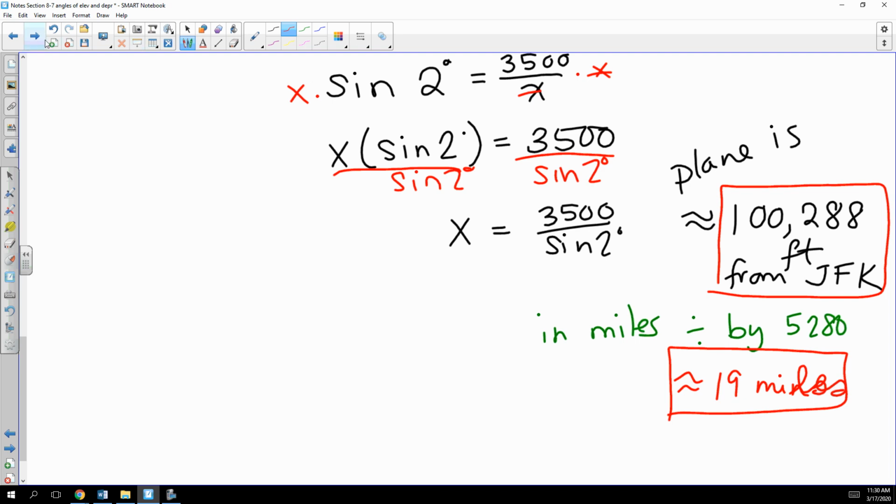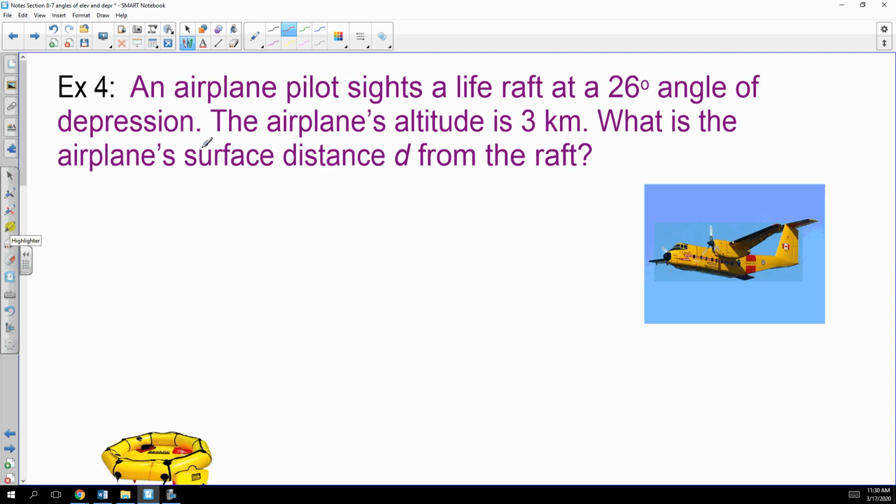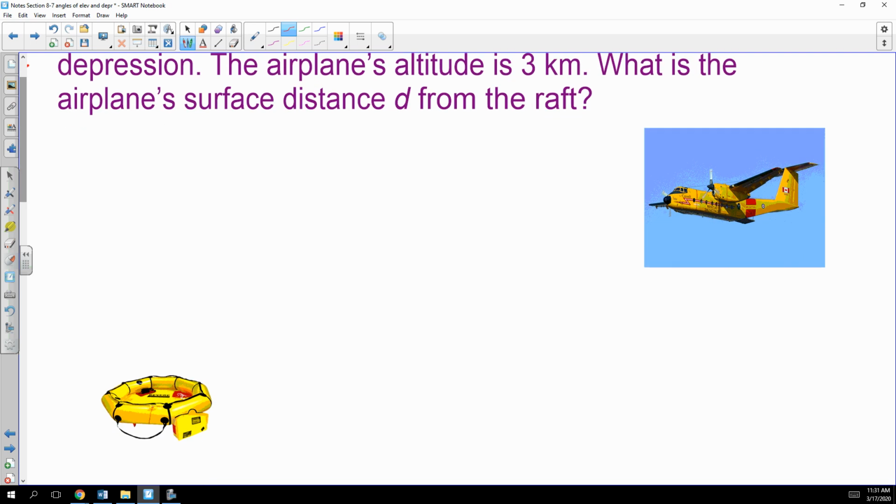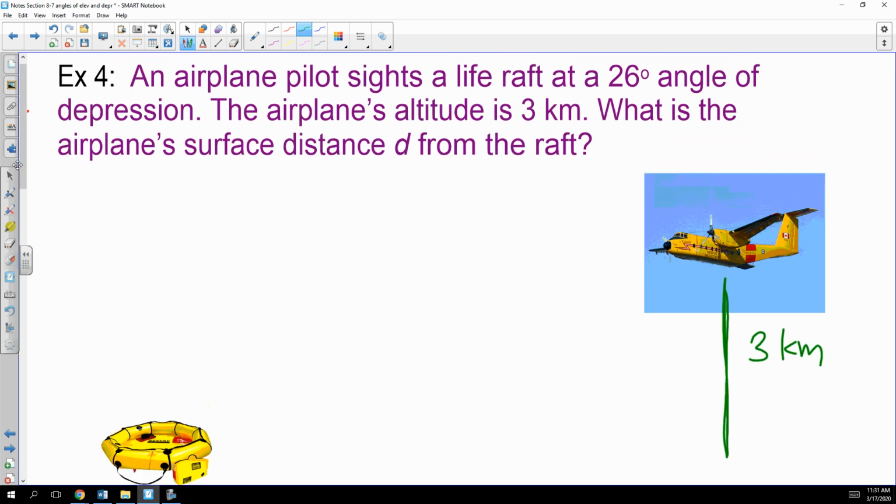All right, on the next page, an airplane pilot sights a life raft at a 26-degree angle of depression. The airplane's altitude is 3 kilometers. What's the airplane's surface distance? Surface distance is a little bit different. So there's your airplane right here, flying at an altitude of 3 kilometers. And there's the life raft over here in the water. Okay. And the 26-degree angle of depression.